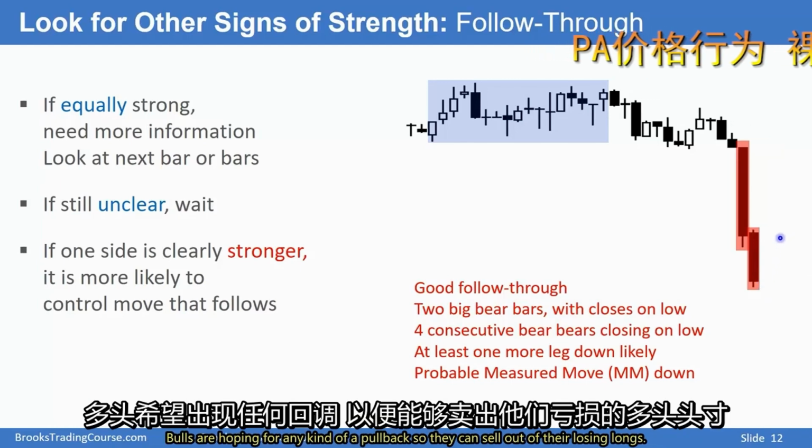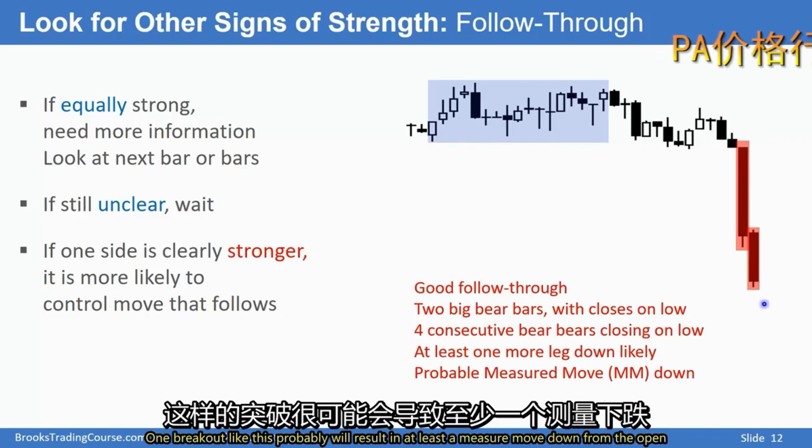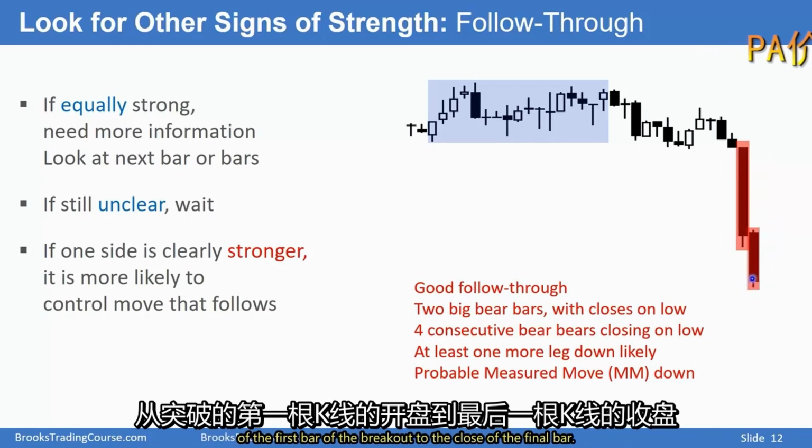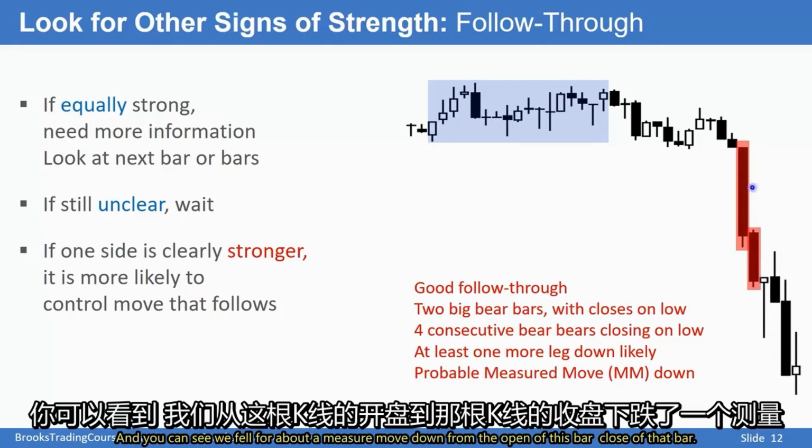Bulls are hoping for any kind of a pullback so they can sell out of their losing longs. Bears are hoping for any kind of pullback so they can sell at a higher price. A strong breakout like this probably will result in at least a measured move down from the open of the first bar of the breakout to the close of the final bar. We may get other bars in this breakout, but at this point, this is the final bar of the breakout. And you can see we fell for about a measured move down from the open of this bar, close of that bar.